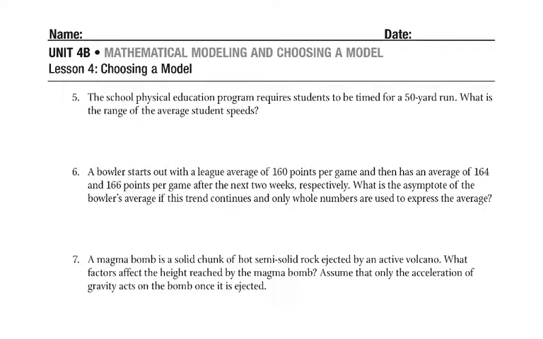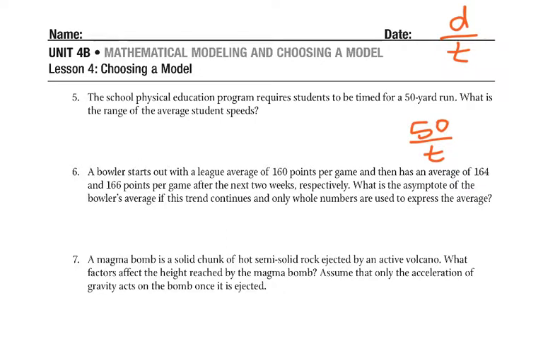Number 5: the school physical education program requires students to be timed for a 50-yard run. What is the range of the average student speeds? For this one, we're dealing with a 50-yard run. Well, speed is distance over time. The distance we know is 50, over time. So it would kind of depend.